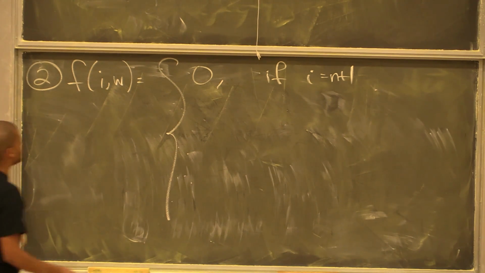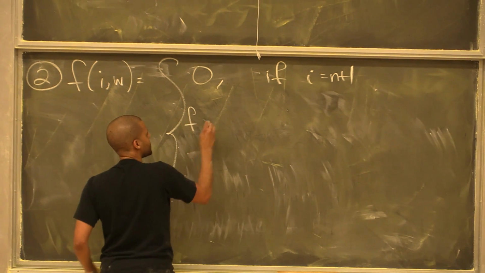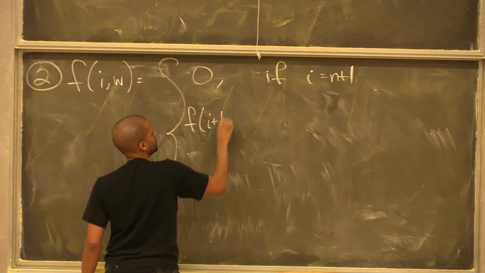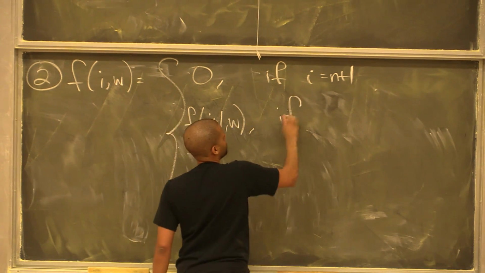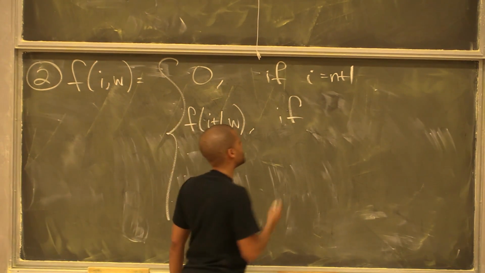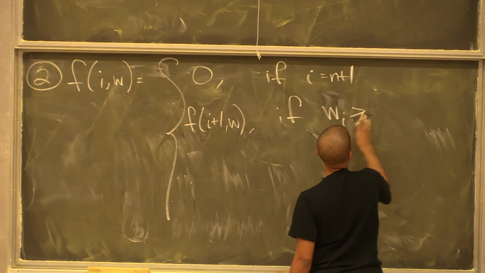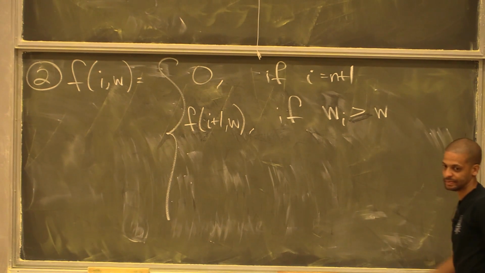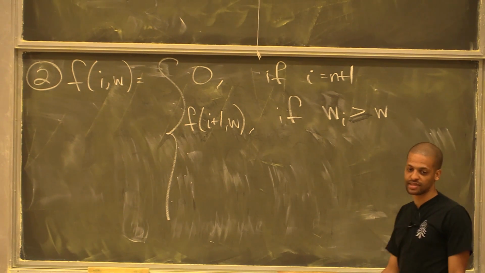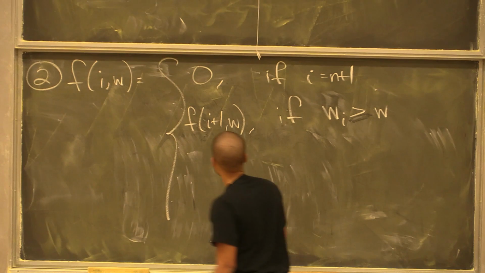So if I'm not allowed to take the item, then the best I can do is f of i plus 1, w. That's if, so I don't even consider taking the item. That's if the item is too heavy. If the weight of item i is bigger than w, I can't actually fit it. Otherwise, I have 2 options. I can either take the item or not take the item, and I take the better of the 2.